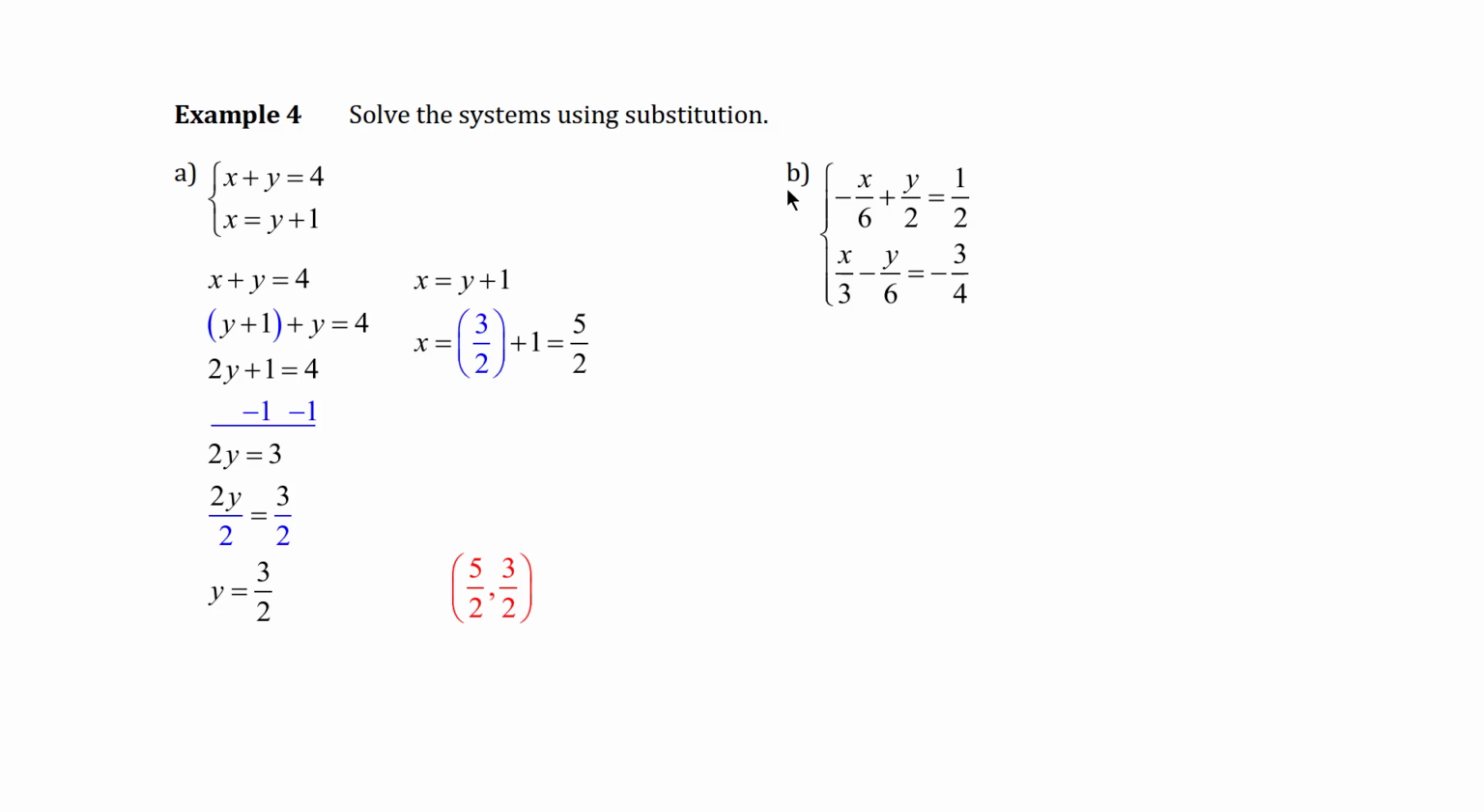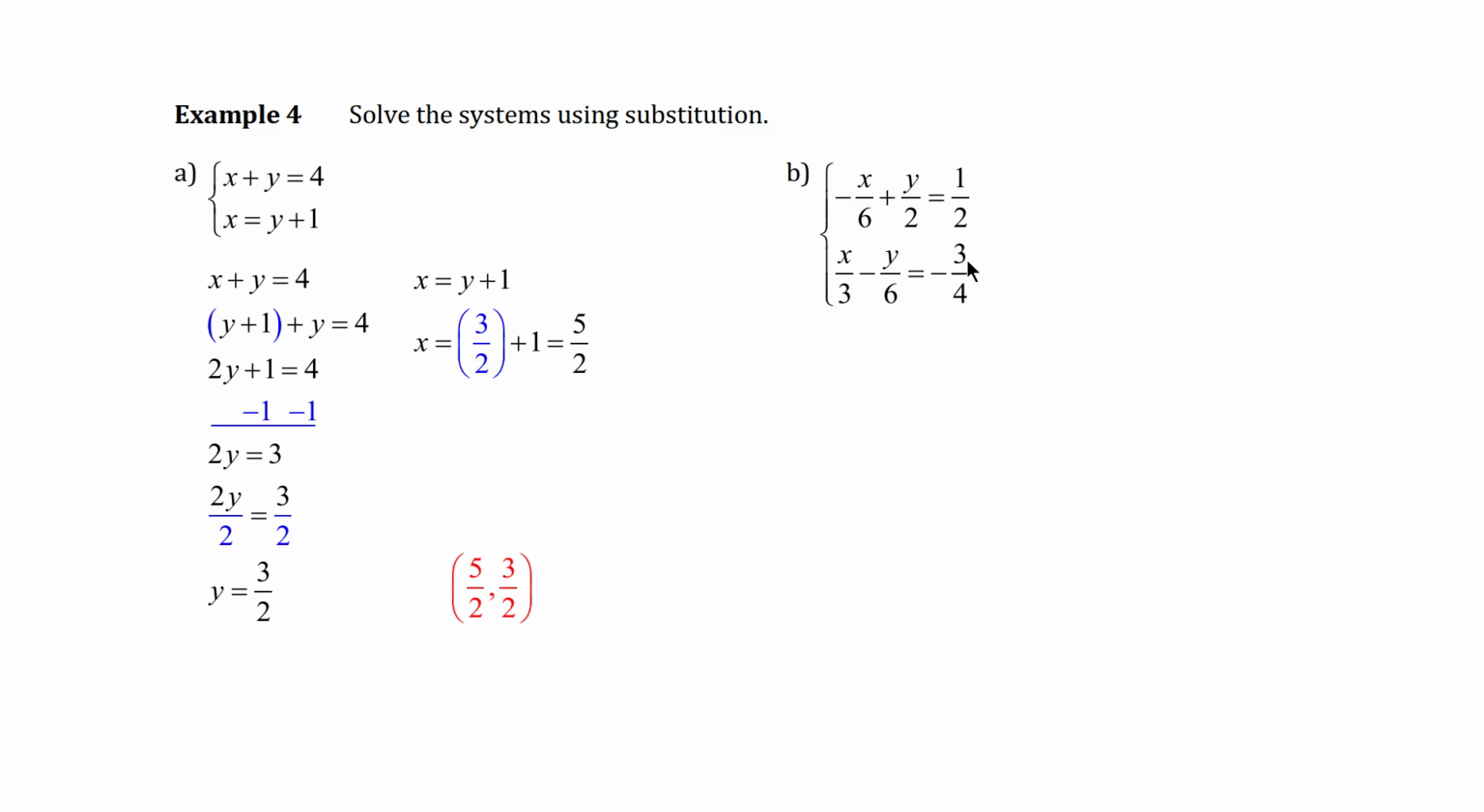Moving on to part B, we have the system of equations negative x over 6 plus y over 2 equals 1/2. The second equation is x over 3 minus y over 6 equals negative 3 over 4. What we need to do first is get rid of all of the fractions for both equations.